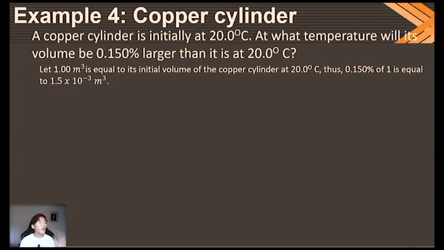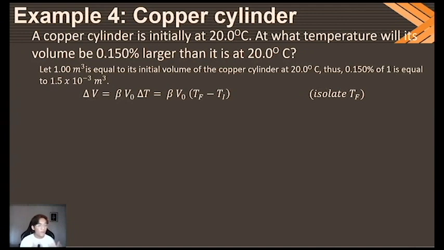So to solve for this problem, let's isolate T sub F from our main equation for delta V, which is equal to beta times V sub 0 times delta T. Okay, or we can rewrite that as beta times V sub 0 times T sub F minus T sub I.